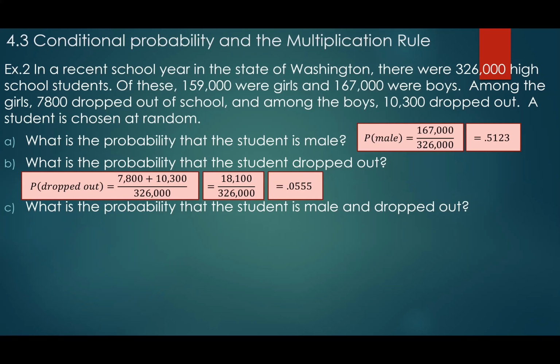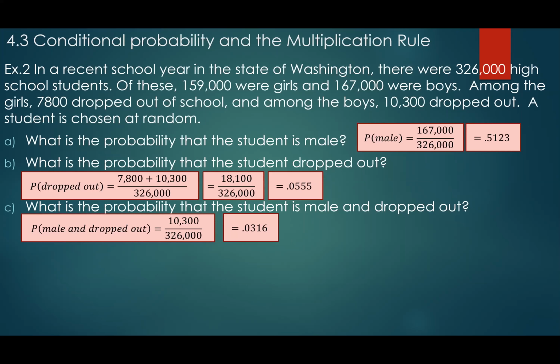And here comes the other item. What's the probability that a student is a male and dropout, right? So what is the male and dropout? Look at this thing here. I picked one student. We're not worried about a female dropout. We're not worried about the other males who are not dropouts. We specifically just want the males who are dropping out, right? Do you agree that the male dropout is 10,300 out of 326,000, which is what we have, okay?